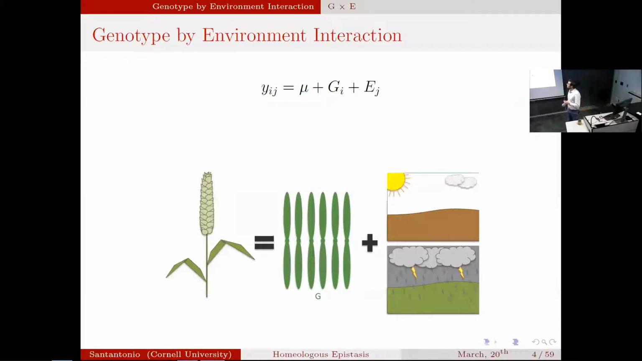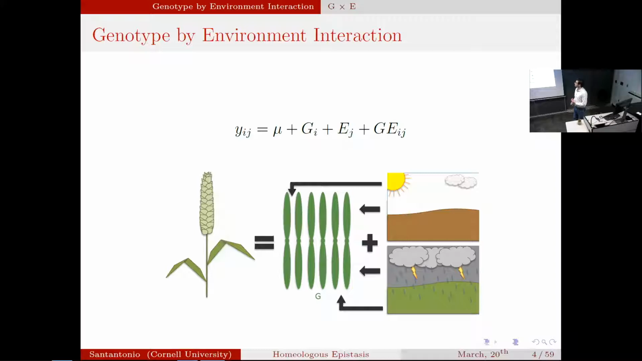Okay, so typically we think of a phenotype as some function of the genetics and the environment in which those plants are in. However, different genotypes respond differently to different environments. And so there's really an interaction term here, this GE, right? So there's some population mean mu, some genetic effect, some environmental effect, and then some deviation from that additive model.